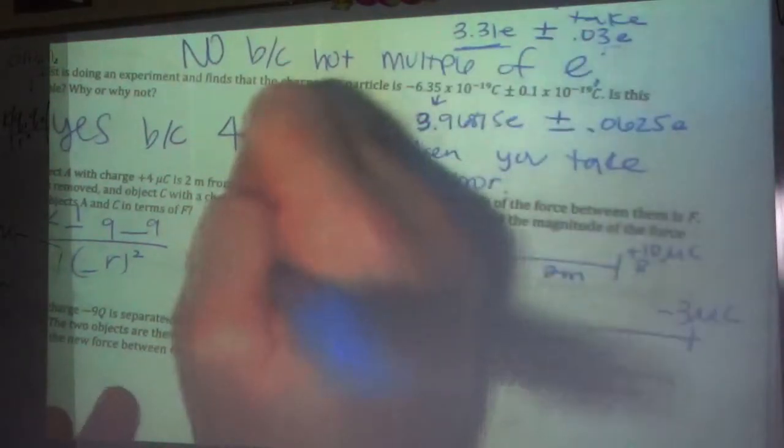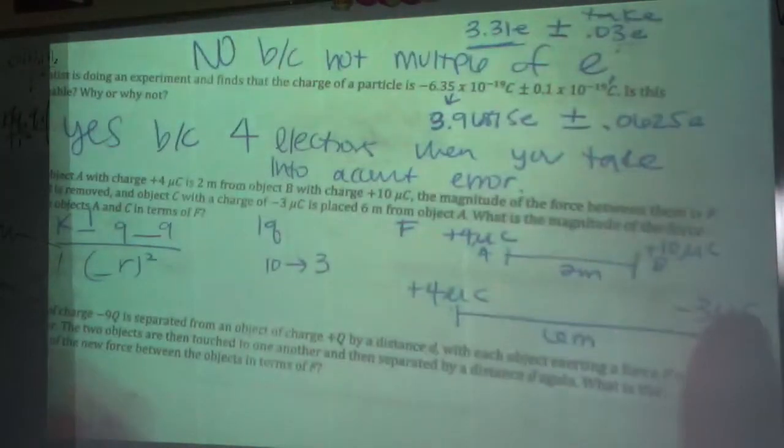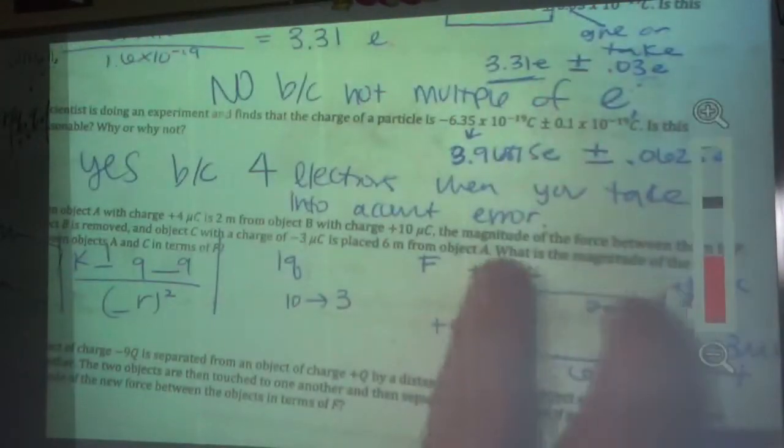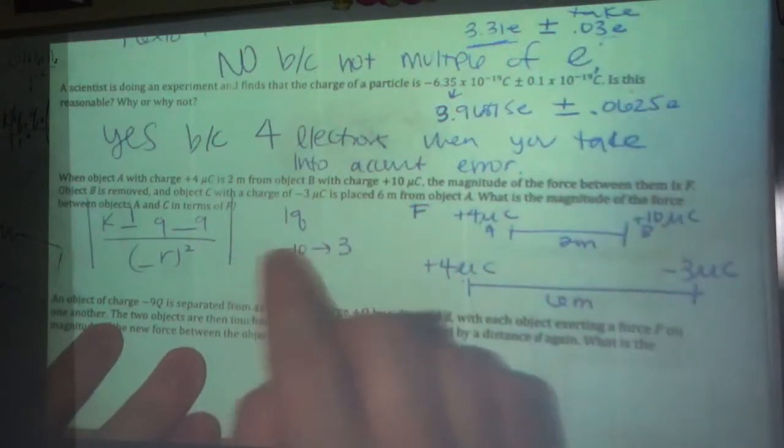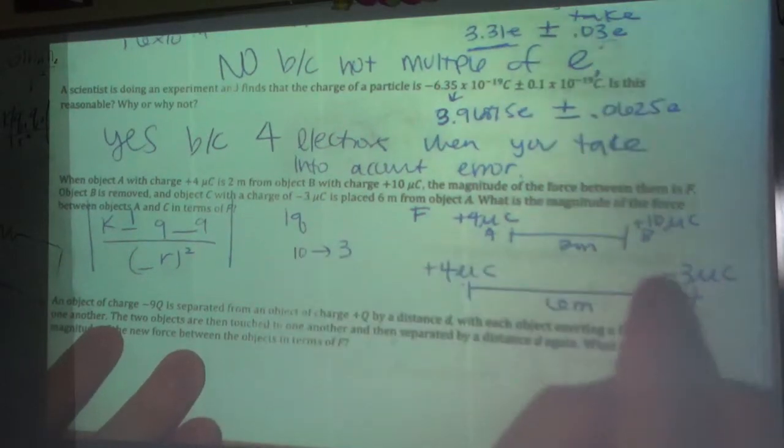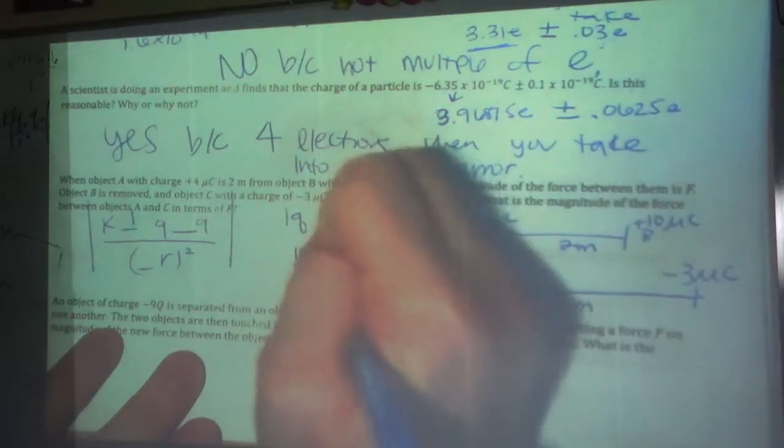Here, it was 10, and now it's -3. We don't really care about the negative because it's going to get absolute valued anyway. It just changes that these at first were repel and now they're attracting, which doesn't change the magnitude of the force, so we don't really care about the negative sign. But it was 10 microcoulombs, and now it's 3, so that means you're multiplying by 3 and dividing by 10.